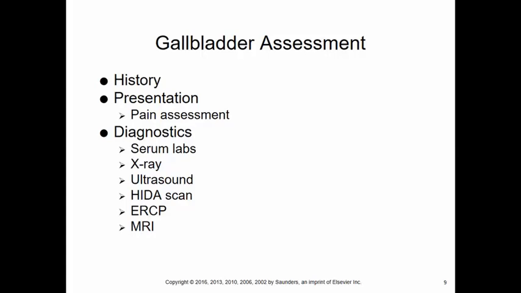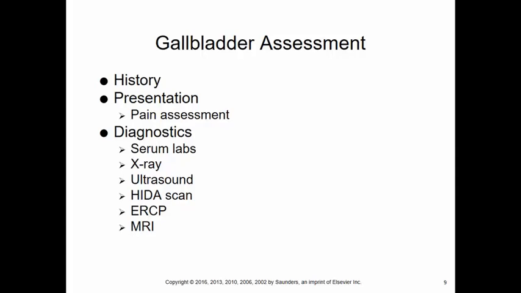Diagnostics, some of our serum labs. All of the following serum labs might be increased, like white blood cells, because we're going to see inflammation. Alkaline phosphatase, AST, ALT, those three would be elevated, and if they are, they're indicating abnormal liver function, and that would be due to biliary obstruction. Direct and indirect bilirubin, amylase and lipase, and that would be if the pancreas is involved.